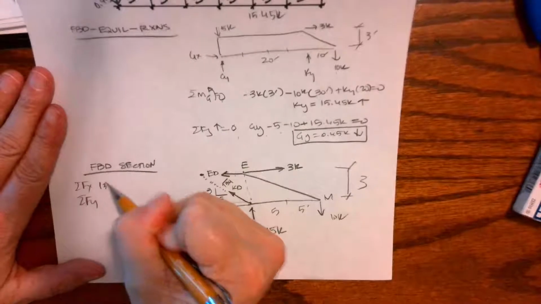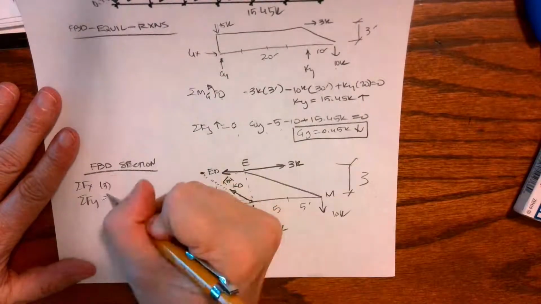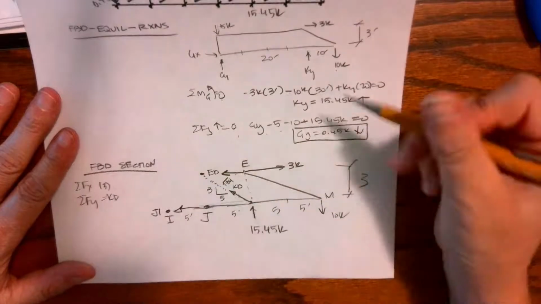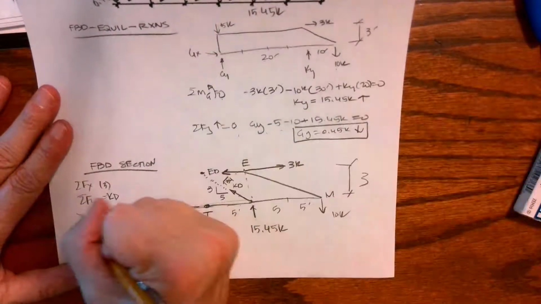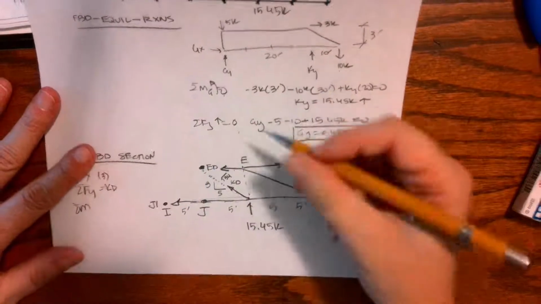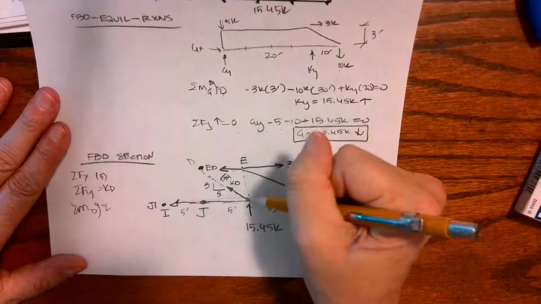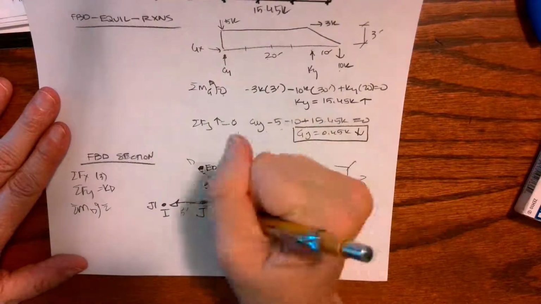So this would give me 3 unknowns. I could sum forces in the y direction, and I could solve for KD. Okay? I could sum moments about this point right here, which is D. Get some moments about D. ED and KD go away, and I could solve for IJ.